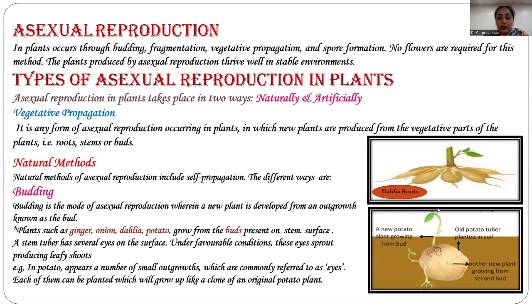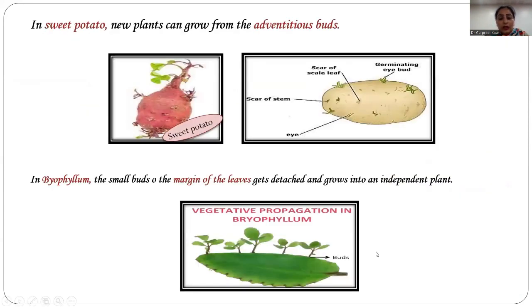So these are certain pictures of the sweet potato. Again, we can see the buds appearing from them. And here, a picture of bryophyllum plant is also given. Here we can see the bud appearing. Next method is from the bryophyllum, that is from the margins of the leaves.